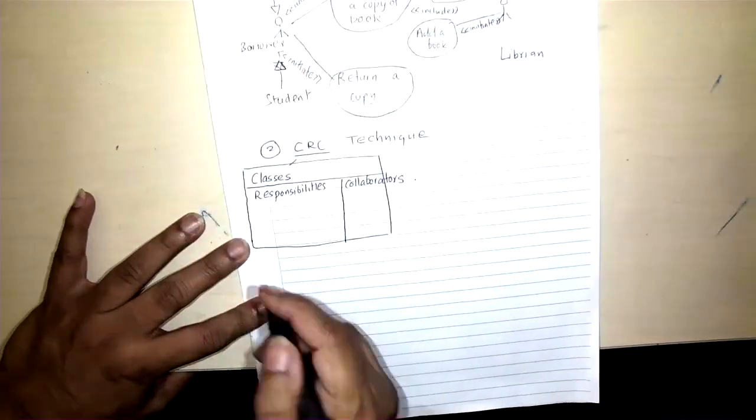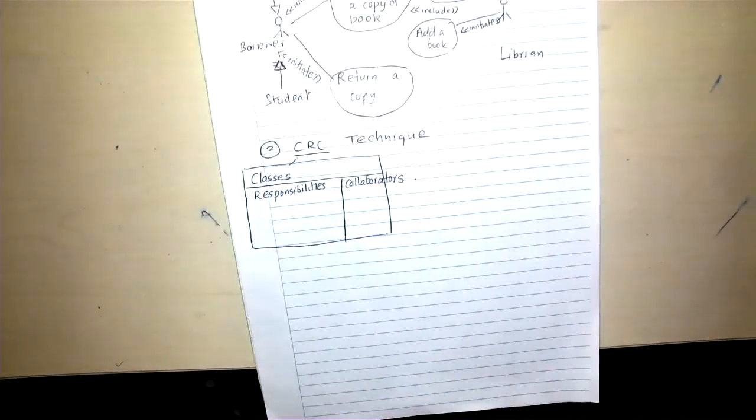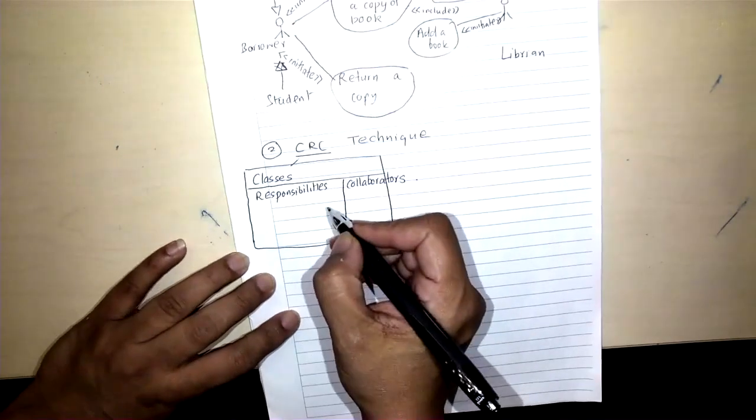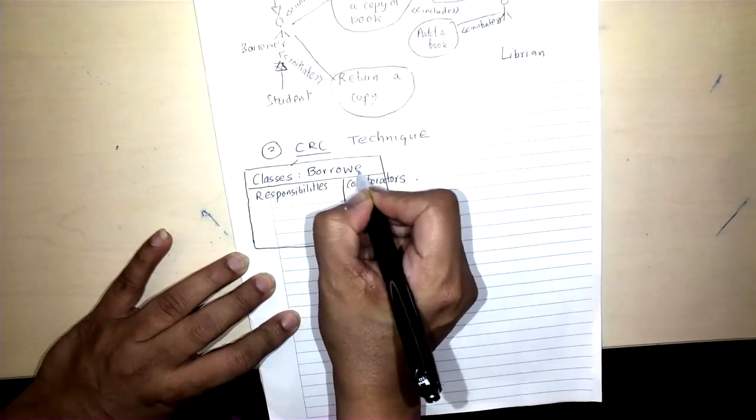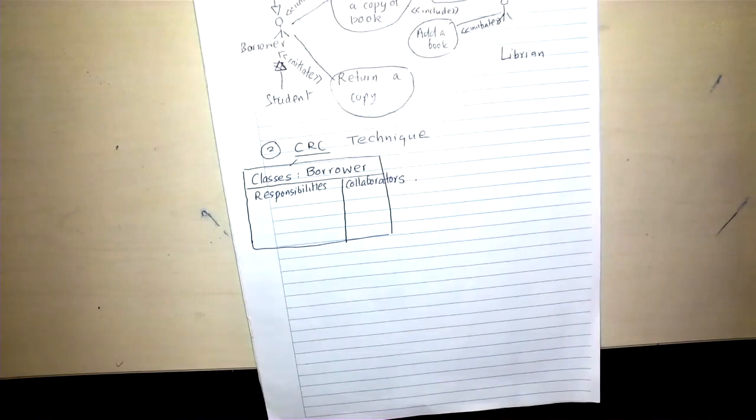So coming back in here, I'm looking at my user story and I'm saying a borrower borrows a copy of the book. So just look at that requirement. The borrower borrows a copy of the book. What are the nouns in there? What are the nouns? Borrower? Yes. So I put the name of the class in here. I call them the borrower. Okay? What are the responsibilities?